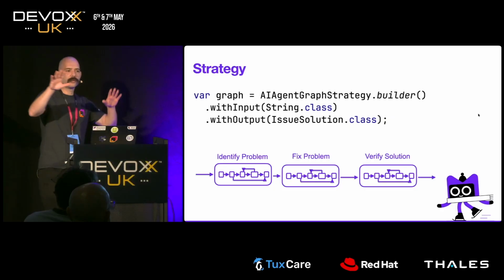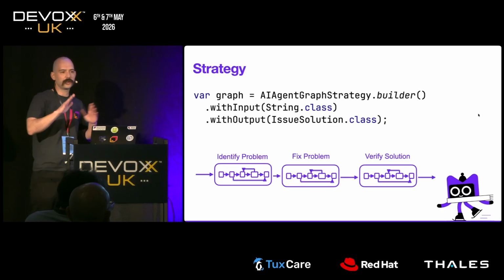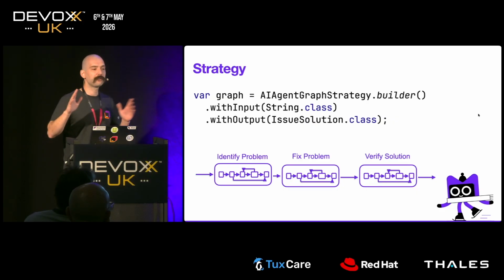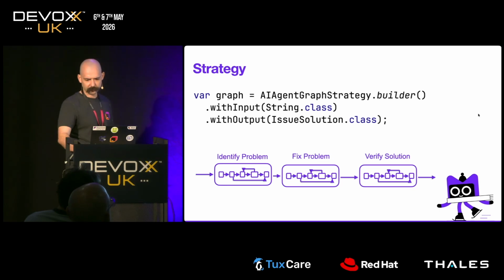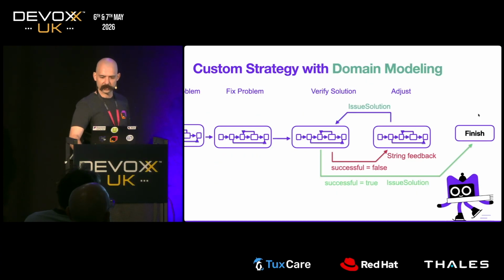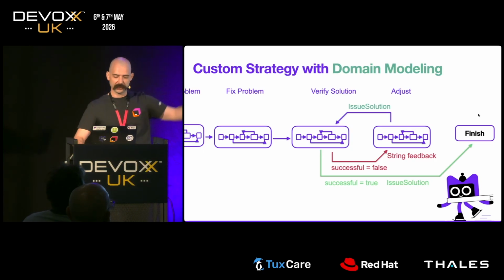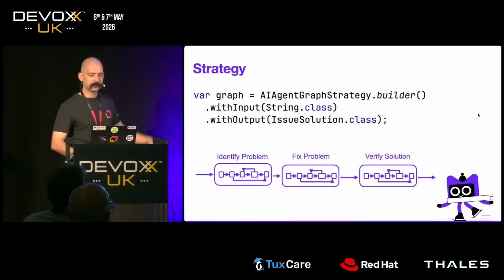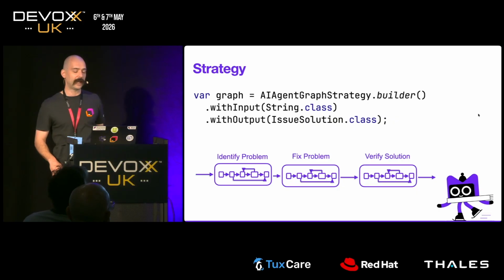Now we have all these subgraphs defined. We still need to connect them, right? We still need to make sure that the agent and the graph know how to transition from one subgraph to the other. So here we have a graph strategy builder, and we need to specify for our entire graph, which was this one, that first we have a string input type, and eventually we are going to finish with an issue solution. So in our graph definition, we start with the string input type, and we finish with the final result of the last subgraph.